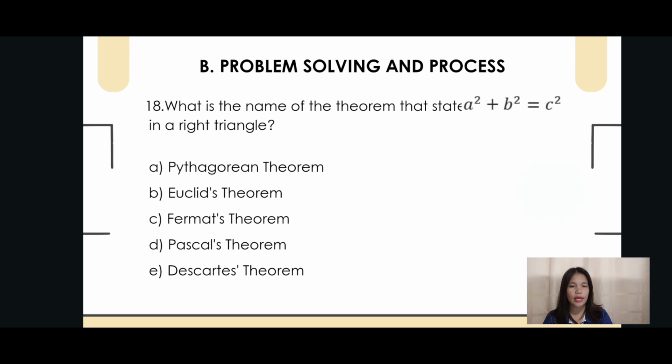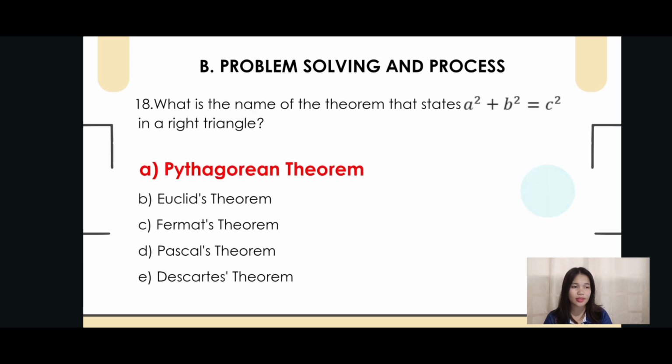Okay, question number 18. What is the name of the theorem that states a squared plus b squared is equal to c squared? This is very easy. Is it A, Pythagorean theorem, B, Euclid's theorem, C, Fermat's theorem, D, Pascal's theorem, or E, Descartes' theorem? Of course, the answer is Pythagorean theorem. That is very easy.